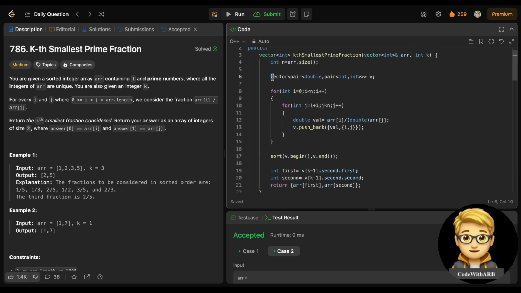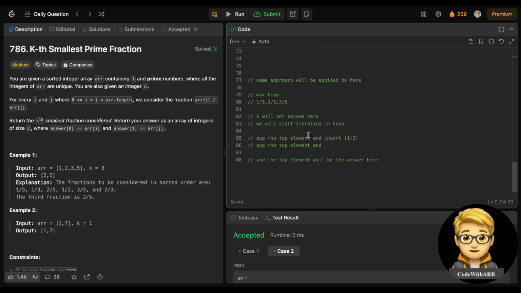So instead of taking this, we can use a priority queue. So okay, if you don't understand this, then you can take this example, take any example, and do it on pen and paper. You will ultimately understand this. You will finally understand this.